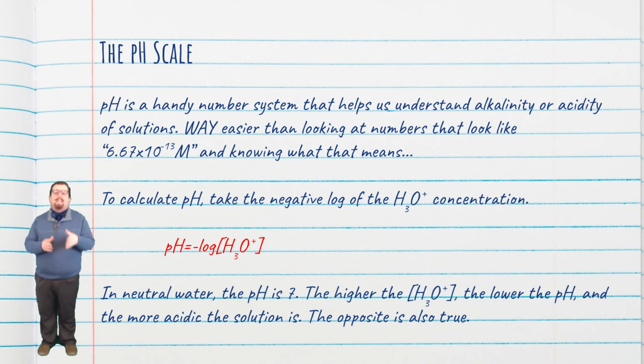Chemists really hate big numbers, or very small ones for that matter. And that's the reason we have the concept of the mole, and it's the reason we have pH. pH is a handy number system that helps us understand how acidic or basic our solutions are. It's much easier than looking at those very small numbers like 6.6 times 10 to the negative 13. So, to help with that, we use the pH scale to talk about acids and bases. To calculate the pH, you simply take the negative log of the H3O plus concentration. We already mentioned this before, but in pure water, the pH is 7. The more H3O plus you have, the lower your pH will be, and therefore the more acidic.